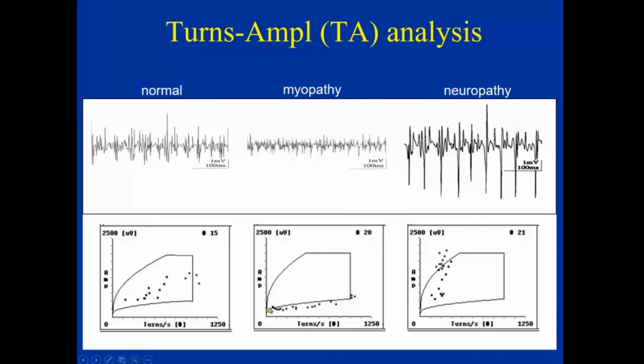In myopathy we have lower amplitude, and here are 20 recordings in a given muscle at different sites, which is the typical situation. And here are our reference limits. And in neuropathy we have a low number of turns, and many of the recording sites show abnormalities in the amplitude outside and above the normal limit.